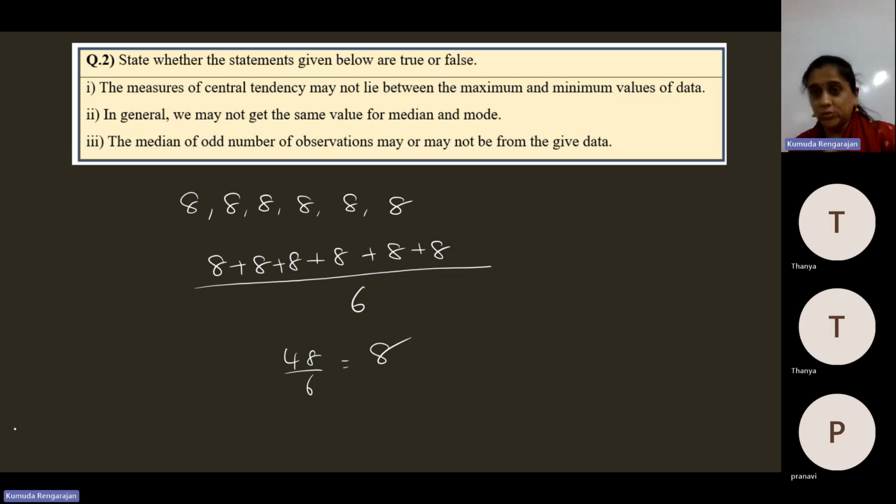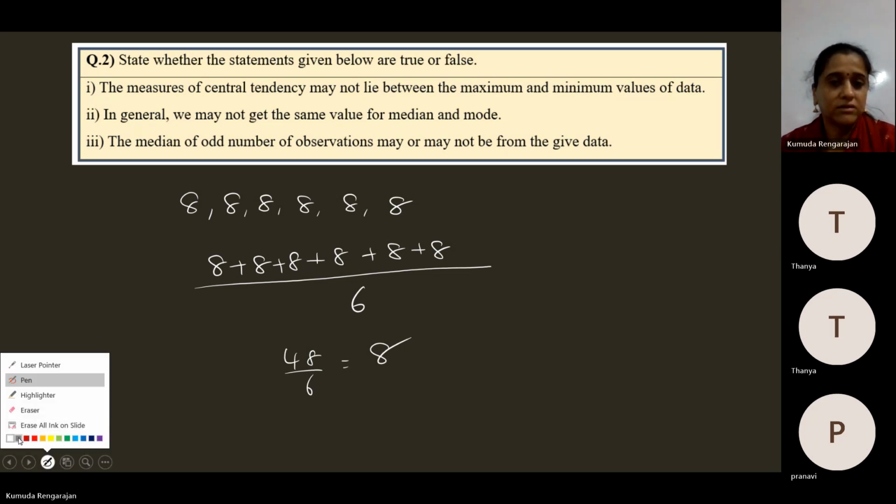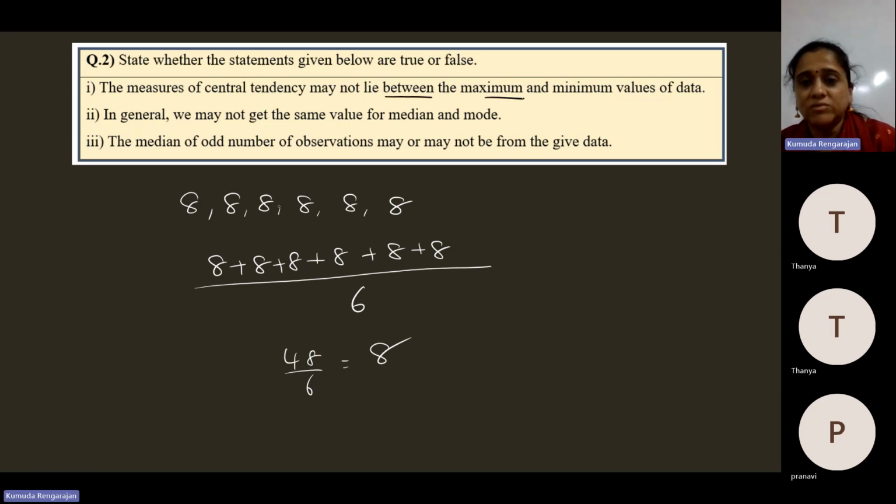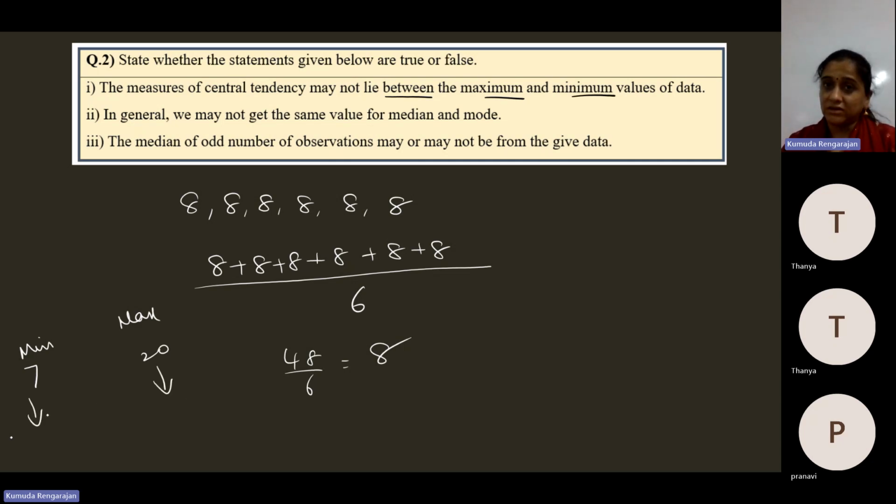So that word between there, can you see? Between. May not lie between the maximum and minimum value. So in this case, and this case I told you also, where the smallest value, minimum value is 7 and the maximum value is 20. Here also the mode can be 20 or the mode can be 7. So the mode is not between the maximum and minimum value.